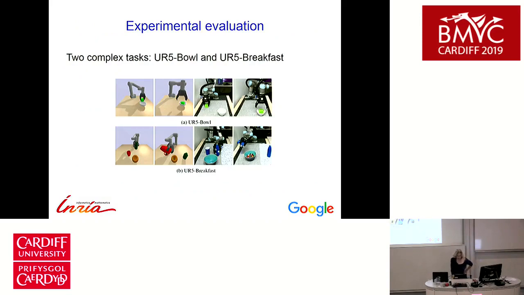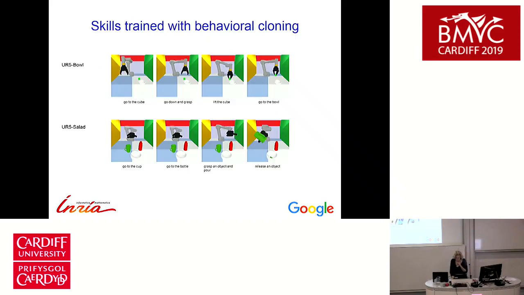And then for our experimental evaluation, we have two complex tasks. One is putting an object into the bowl, and the second one is what we call Euro 5 breakfast. So our arm is Euro 5. Breakfast means that we first pour things from a cup, then from a bottle. We have different ingredients, pour them into a bowl. On the left, you can see the training set for simulation, and on the right, execution on the real robot.